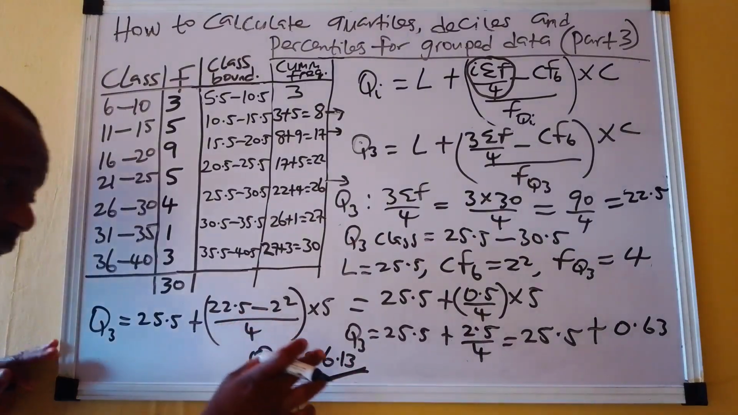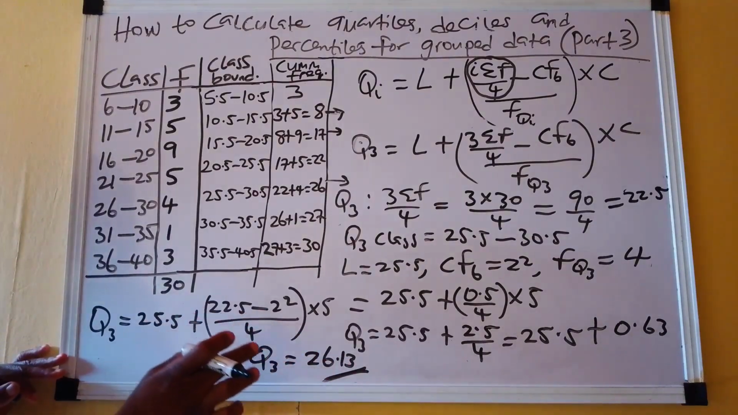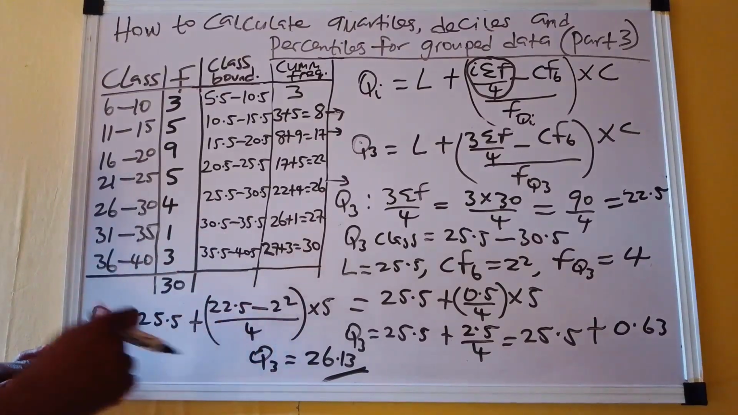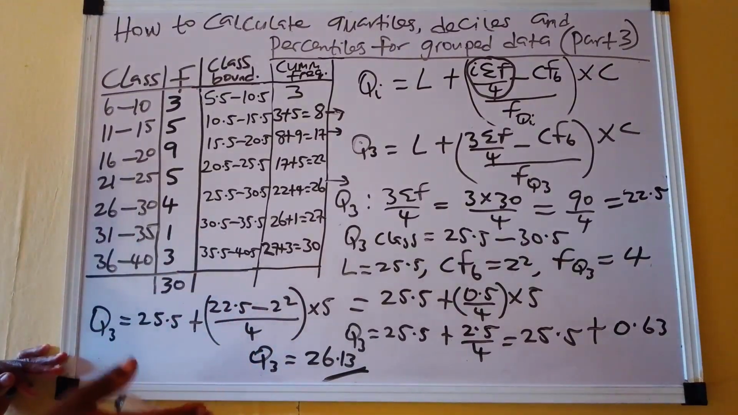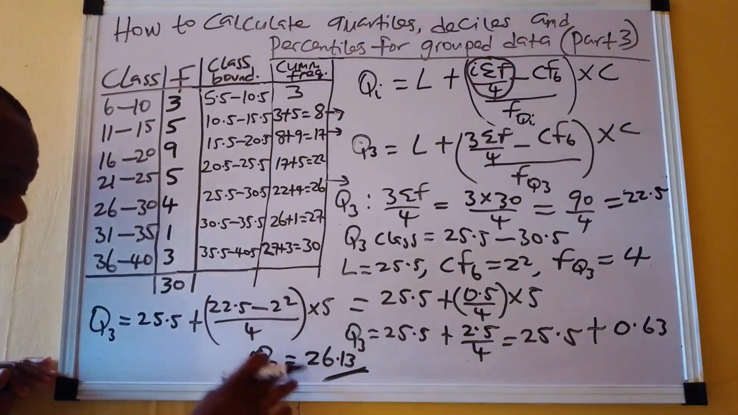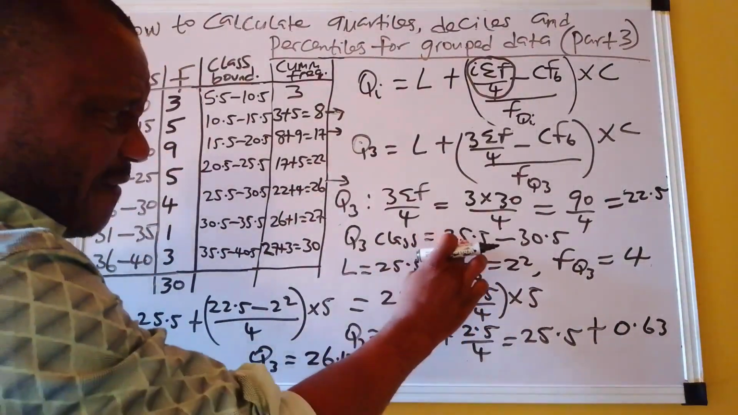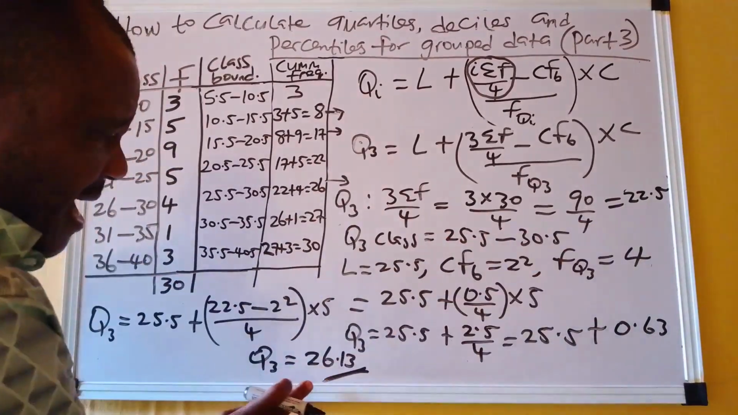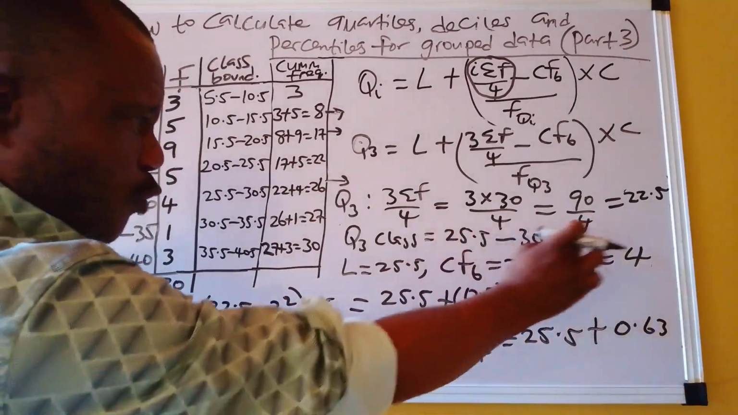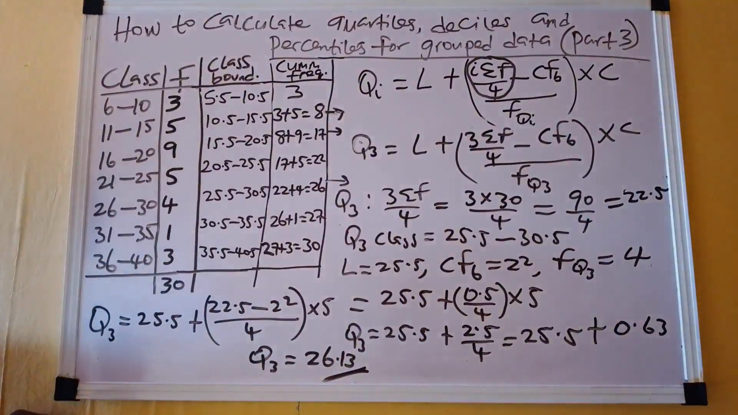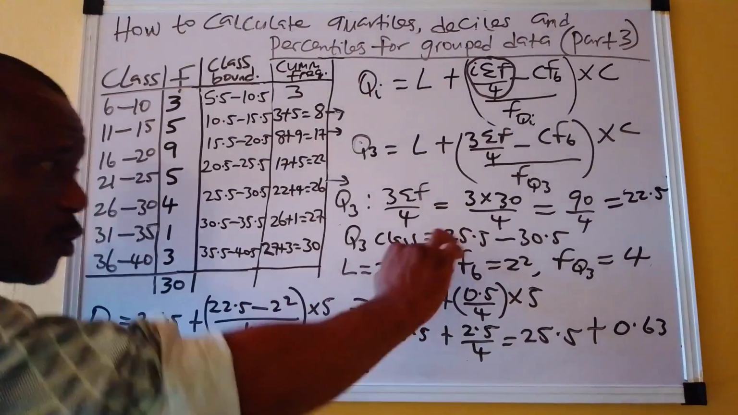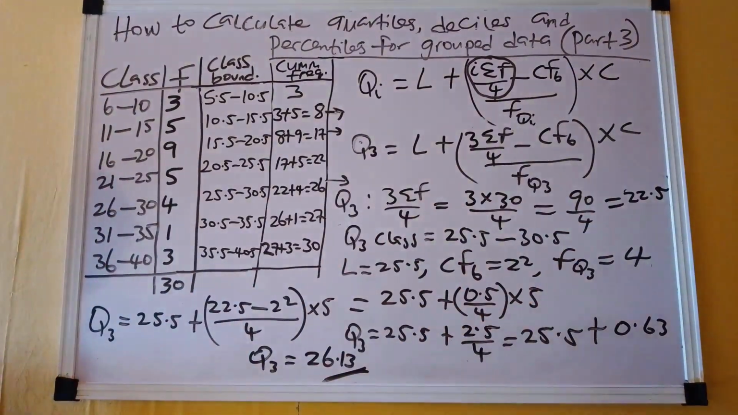Again, there's an opportunity for you to check if your answer is right or wrong, or is on track. The value for the Q3 must fall within the Q3 class. The Q3 class is 25.5 to 30.5, and this 26.13 falls within this class. That means we are on track.